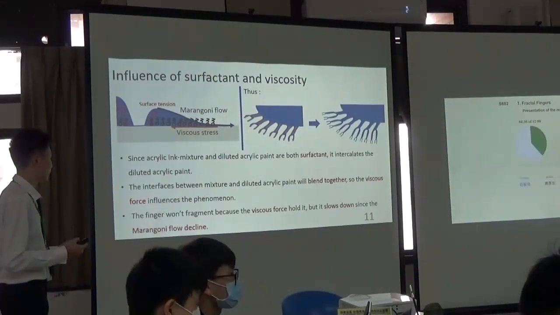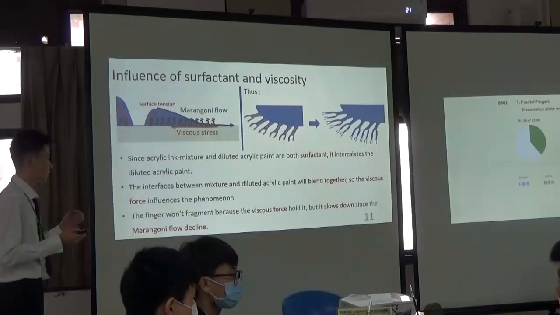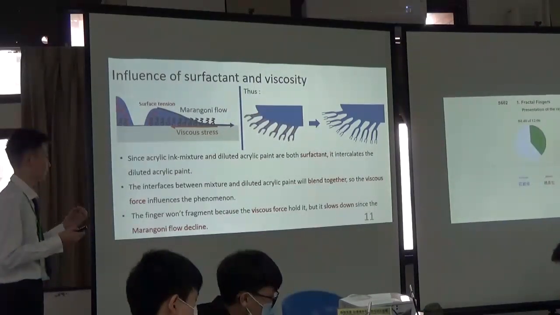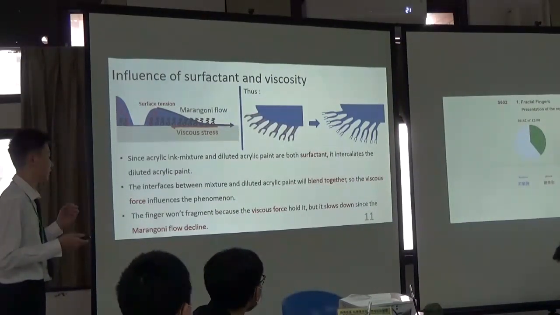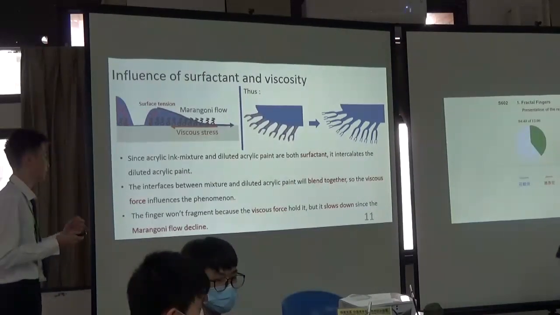And then the finger won't fragment into a small droplet because the viscous stress holds it, but it slowed down since the Marangoni flow declined.